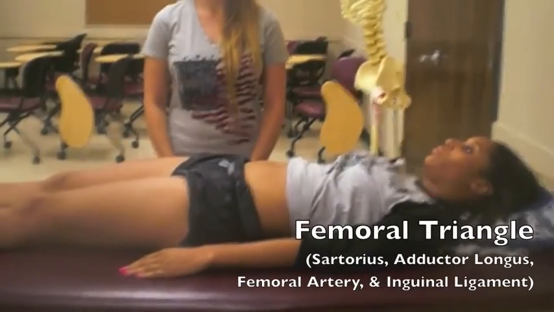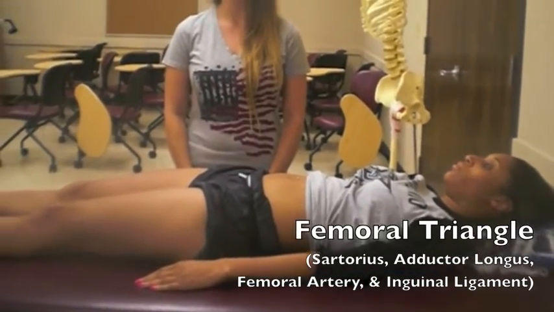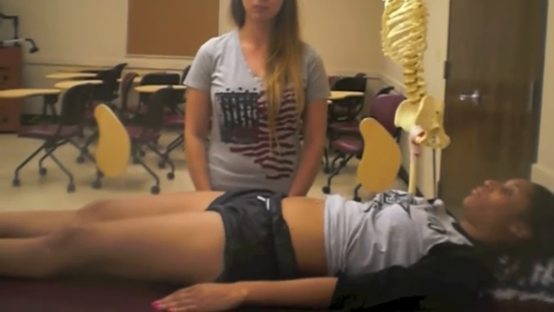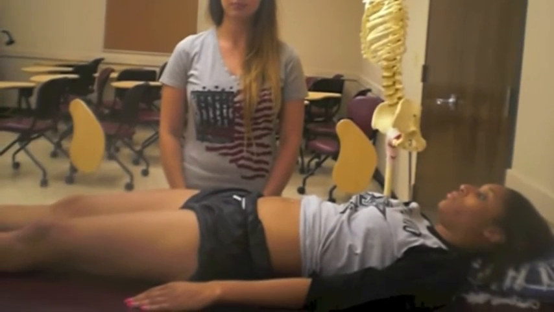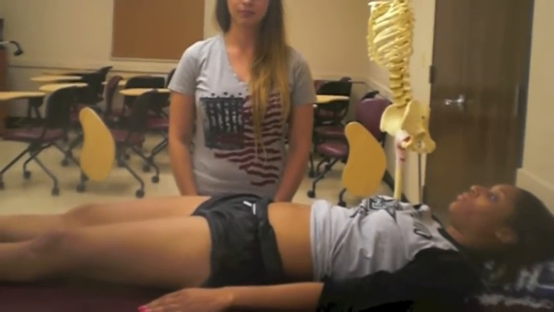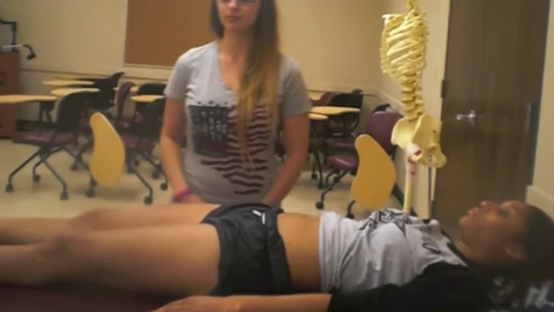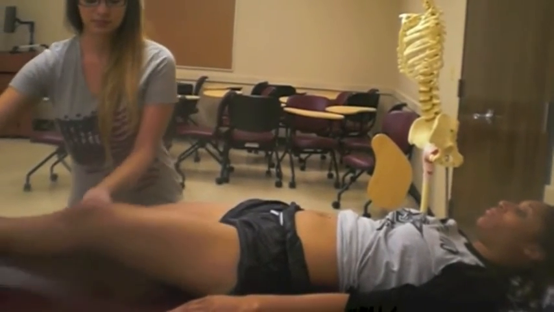We are going to palpate the femoral triangle, which includes the sartorius, adductor longus, femoral artery, and the inguinal ligament. Have your patient in the supine position. Have them cross their leg over their opposite knee, making a figure 4.